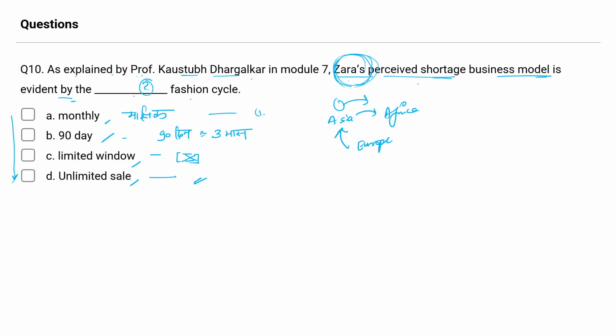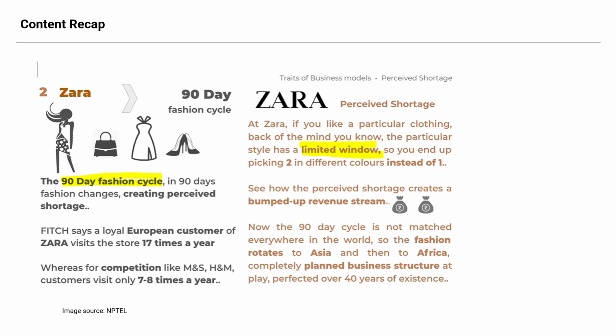Got one vote for monthly and one vote for unlimited. Okay, let's do the screen validation then. So he had given an example of Zara. It's one of the fashion brands, a very renowned fashion brand, and they have a 90-day fashion cycle. Every 90 days the fashion changes, creating a perceived shortage, which means they create an impression that after 90 days you won't be able to find the same stock which is available there.